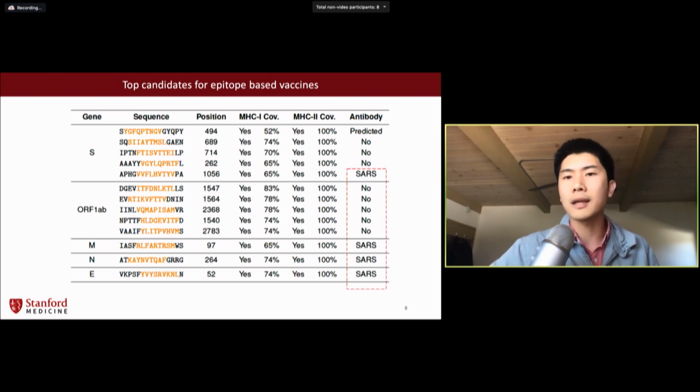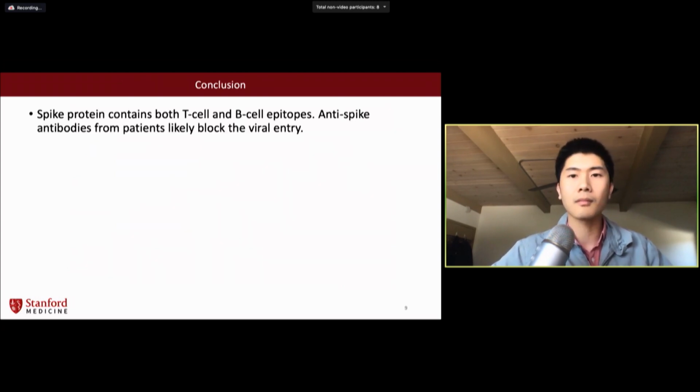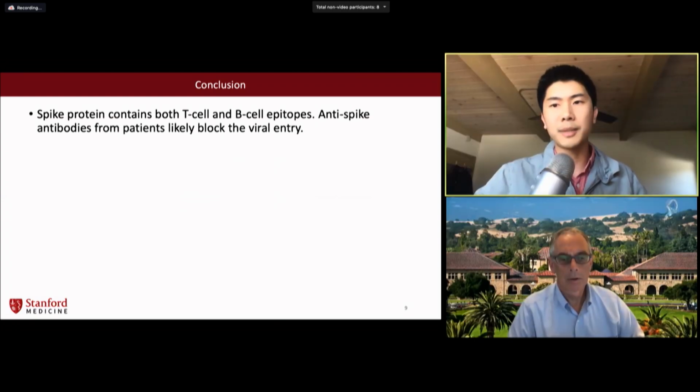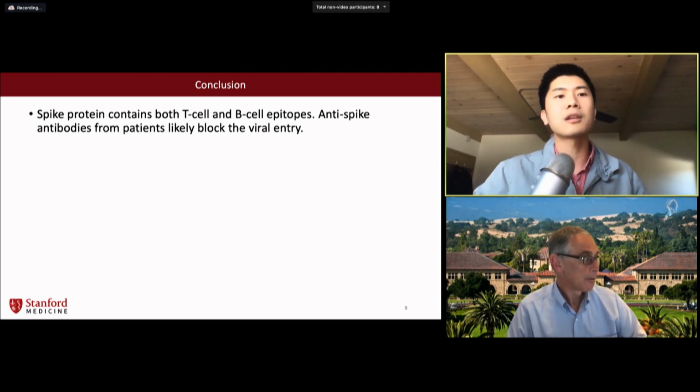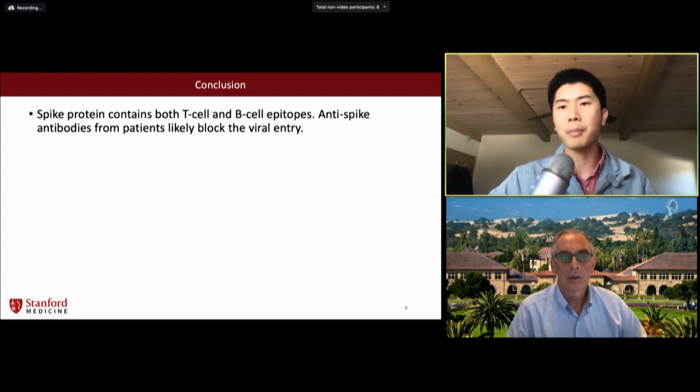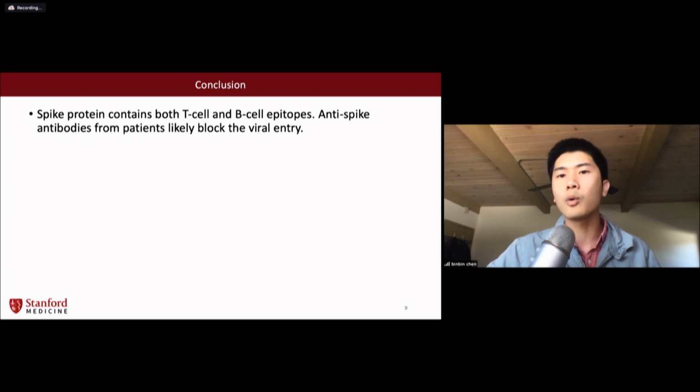Some of our candidates not only look like SARS fragments, but also triggered antibody production in previous SARS studies. In conclusion, spike protein contains both T cell and B cell epitopes. Anti-spike antibodies from patients likely block the viral entry. There are at least 4 spike protein-centered vaccine pipelines under development. We will monitor closely for the clinical outcome of these trials.